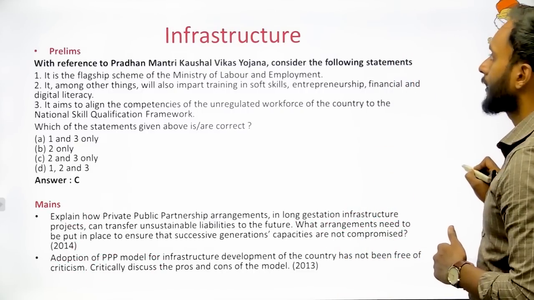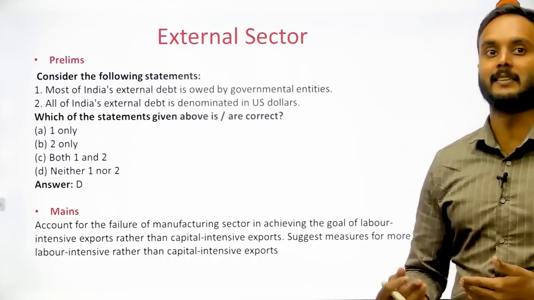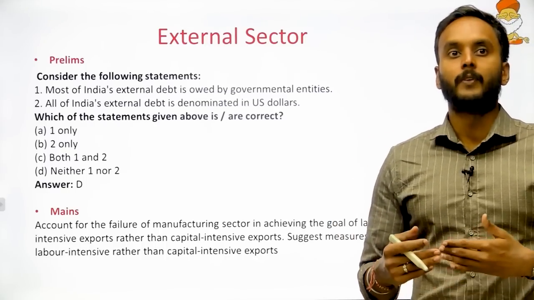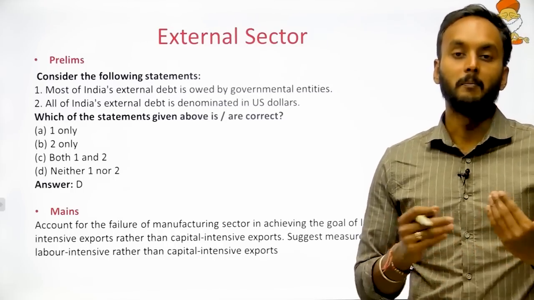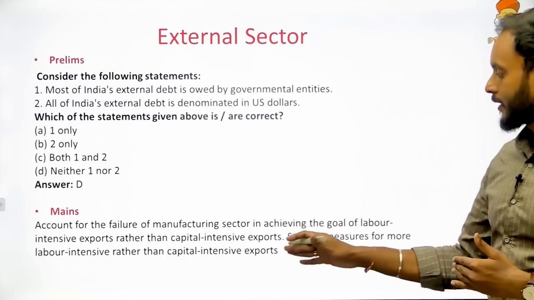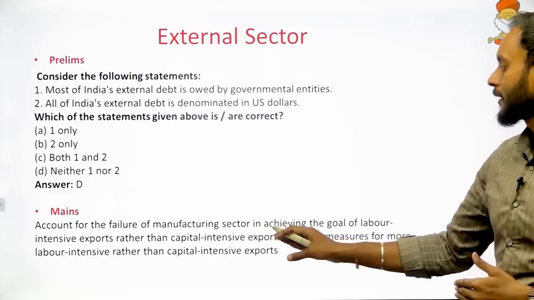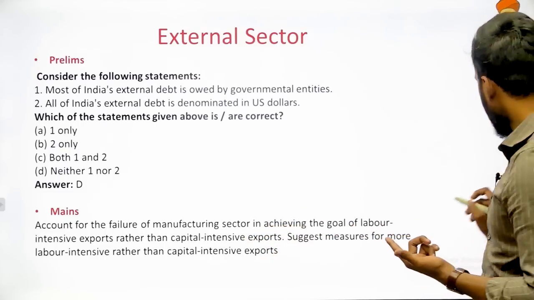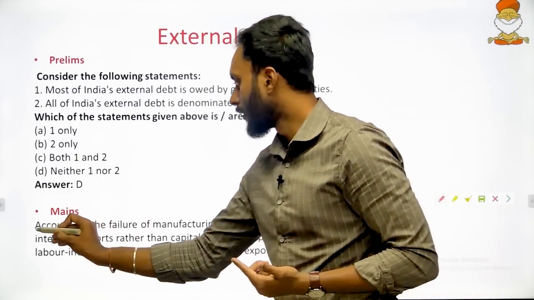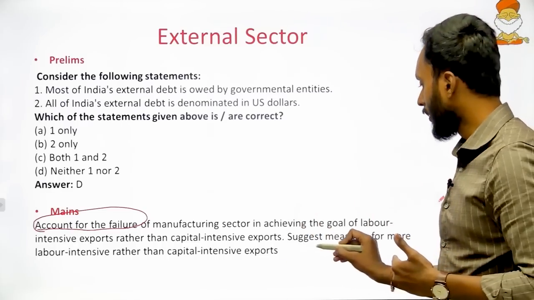Next, if you notice the external sector, trade and capital, the prelims question is about trends with respect to external debt, and how our external debt is dominated, with imports and exports. If you talk about mains, here the focus, again a current affairs issue, is upon the labor intensive manufacturing sector and capital intensive exports. And they are saying, account for the failure. Observe the words, account for the failure. What are the factors that led to the failure? You need to know the factors behind it and also suggest the measures.